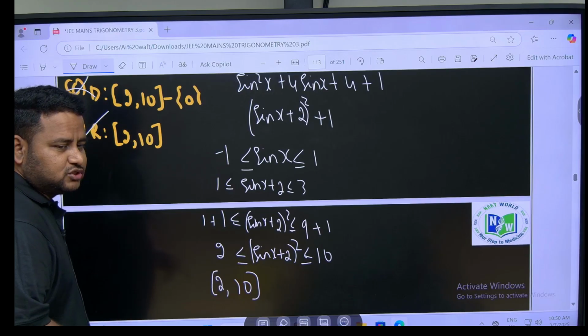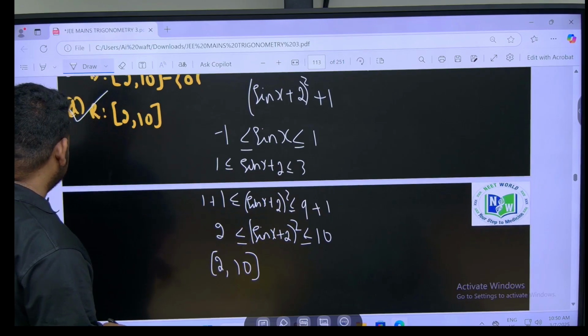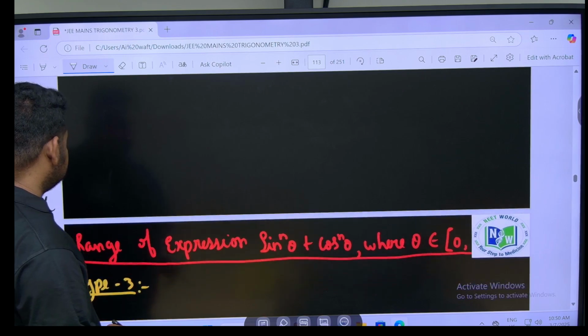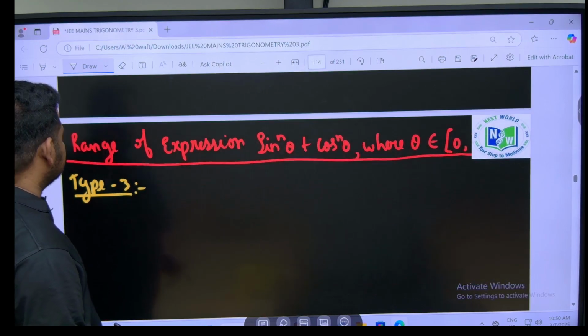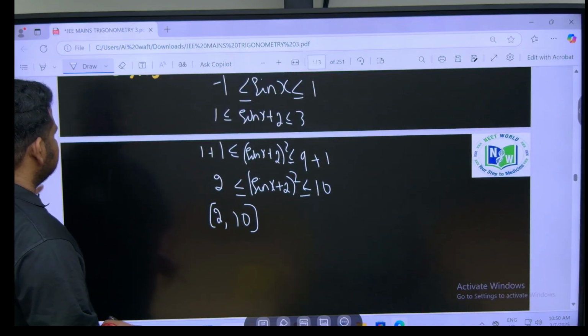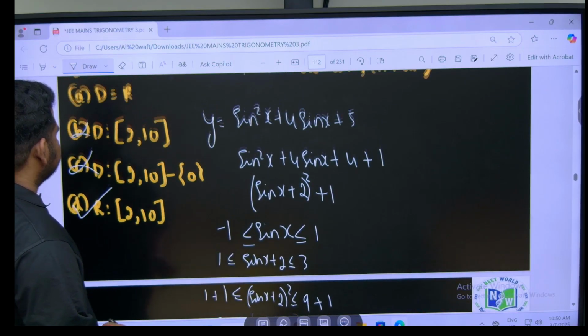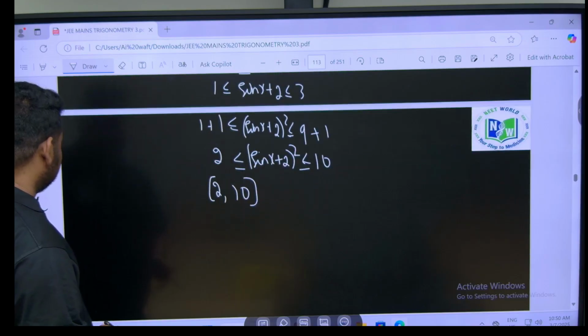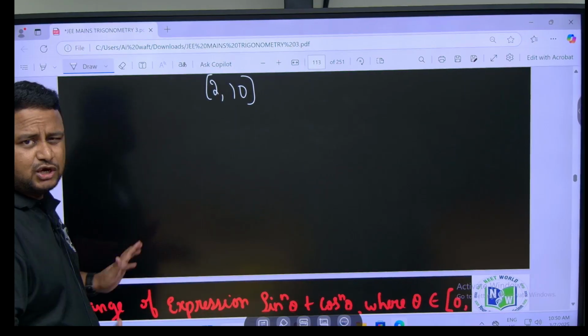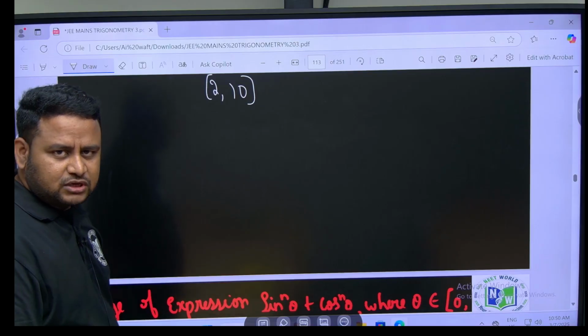Let us go to the next question. See here, friends. I think that question is a practice question, that's why I have excluded it. No problem. I hope you have understood how to solve. If it is quadratic, you have to use the completing the square method.